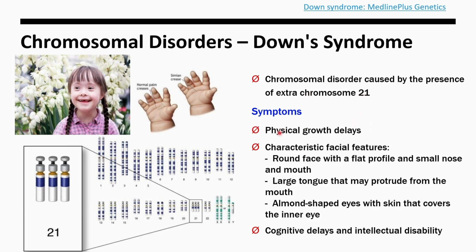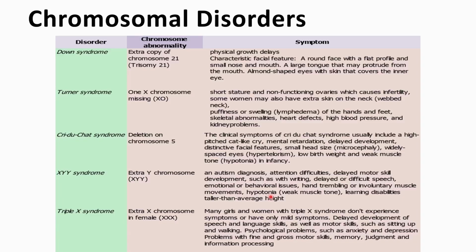It can cause physical growth delays, and different characteristic facial features like a round face, large tongue and almond shaped eyes, skin that covers the inner eye, and cognitive delays. These are some of the symptoms that you can see. And here you can see some of the other chromosomal disorders that we find in daily life.